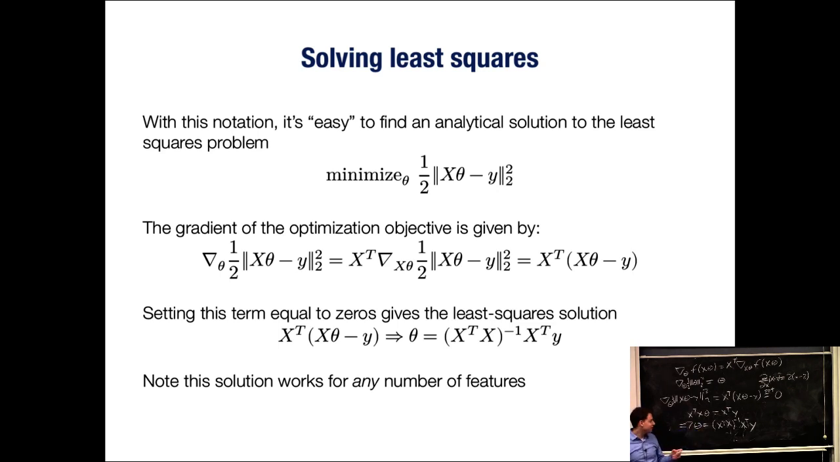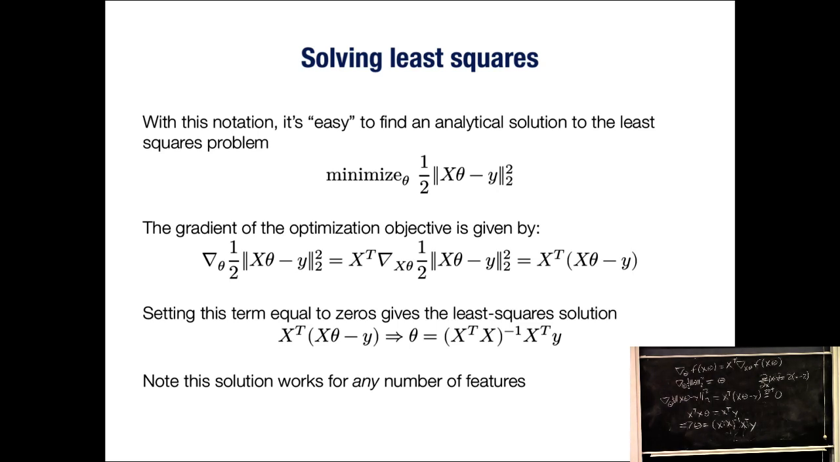With a million features, you have to be a little careful because this thing has to be invertible, which I won't talk about right now. But as long as it is invertible, which we'll mention very shortly in the class, this equation gives you the solution.